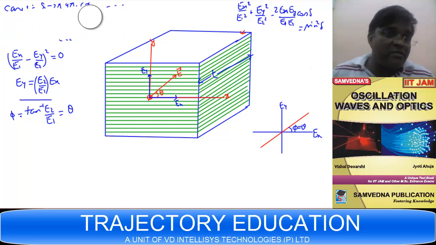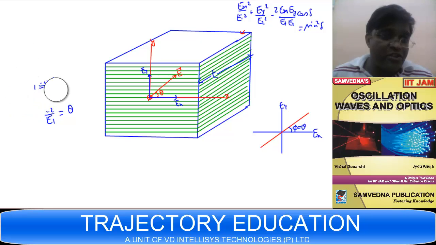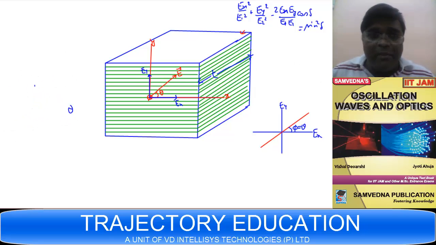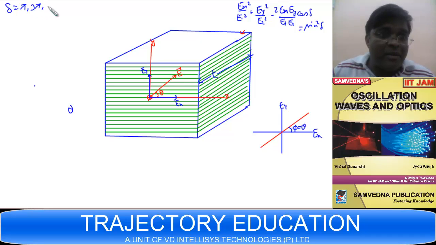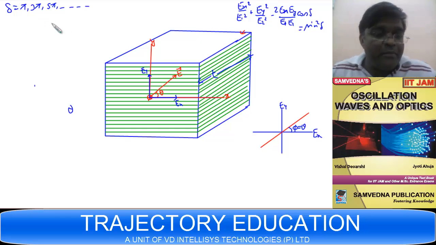Now, suppose your delta is, let's take another case. Suppose delta is pi. Suppose delta comes to be pi, 3 pi, 5 pi, and so on. Or it can be minus pi, minus 3 pi, minus 5 pi, and so on. So in that case, let's see this case.